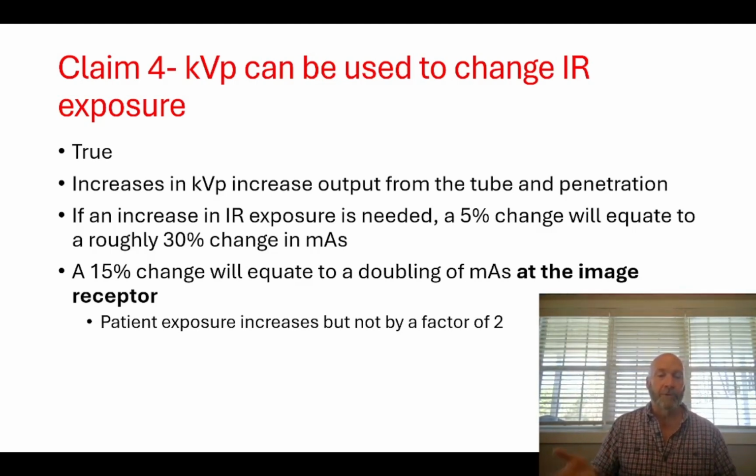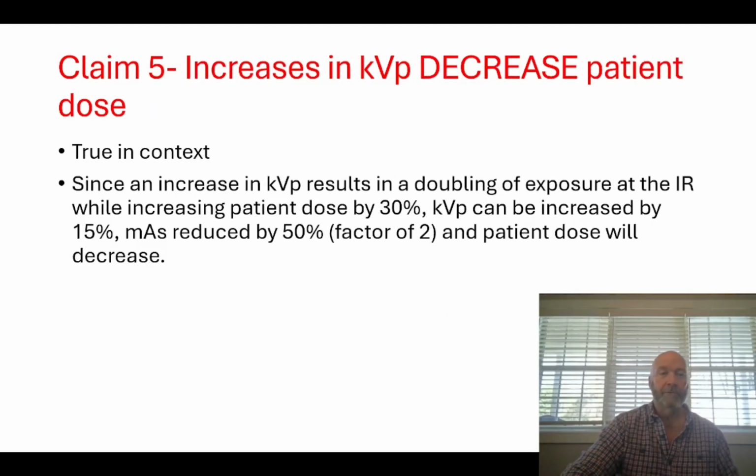So your patient exposure is going to go up with an increase in kVp, but it's not going to be a factor of 2. Your image receptor exposure, the effect on the image receptor, is going to be the same as increasing your mass by a factor of 2, though. A 15% change will double the exposure at the image receptor. So this seems to contradict our previous statement: an increase in kVp decreases patient dose, and that's true in context.